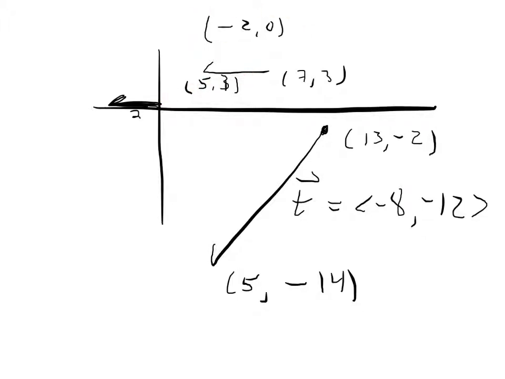Again, I could slide it down and put it in position so that its tail is at 0, 0. The head would be at the point negative 2, 0, and my magnitude is going to be 2.